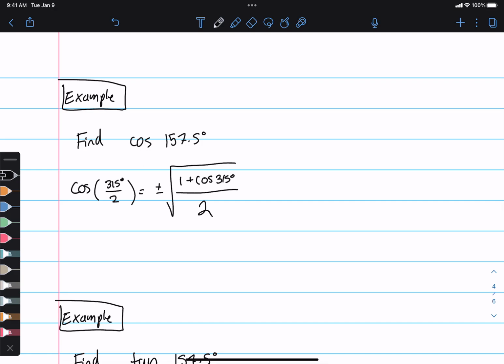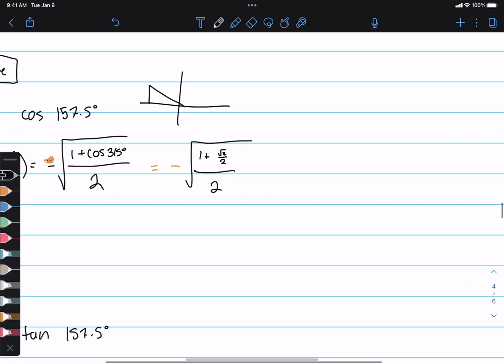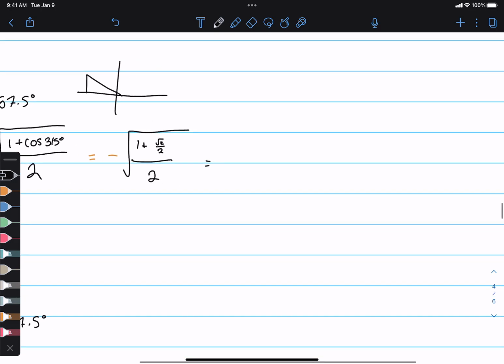Again, you should have your equation sheet out for this and your calculator. Because 157.5, we drew earlier, is in this quadrant, cosine is negative, so we're going to choose the negative square root. So this is the negative square root of 1 plus, and again in the unit circle, root 2 over 2, all divided by 2. And I'll leave it up to you guys to verify that this is the square root of 2 minus the square root of 2 over 2.